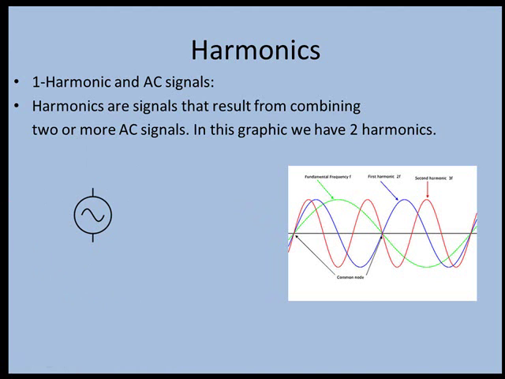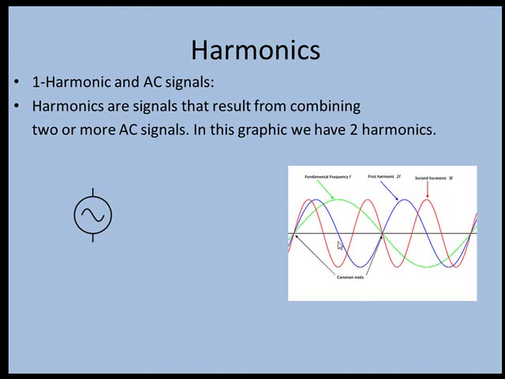The basic definition of harmonics is that they are signals that result from combining two or more AC signals. In this graphic, we have actually three, with what we call the fundamental frequency, or fundamental harmonic. Notice that the green sine wave is the fundamental, or the basic. Then we have a blue sine wave, which we call the first harmonic, and a red sine wave, which we call the second harmonic. Notice that each one of them increases in frequency.